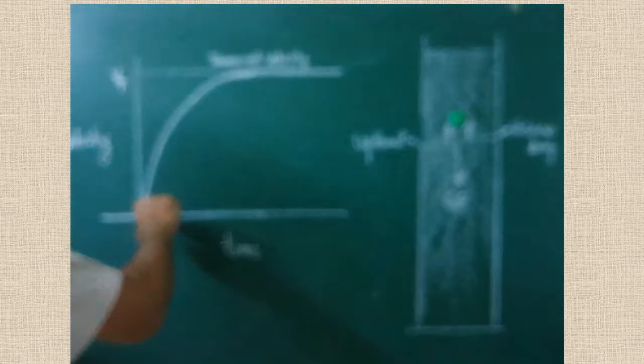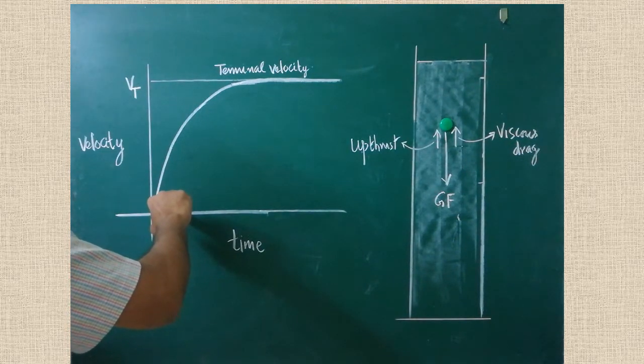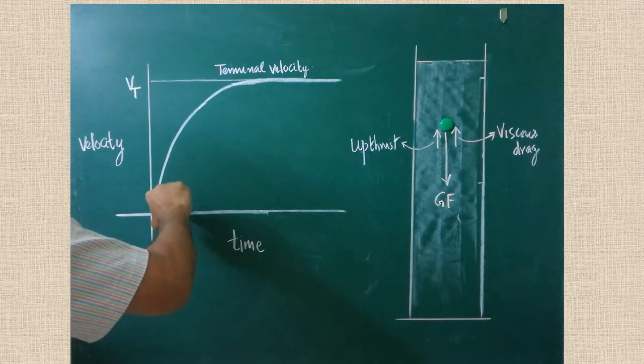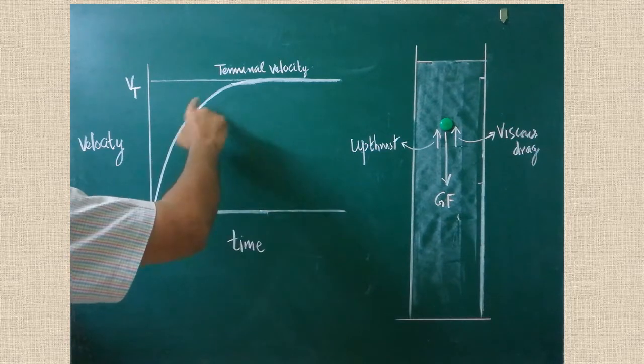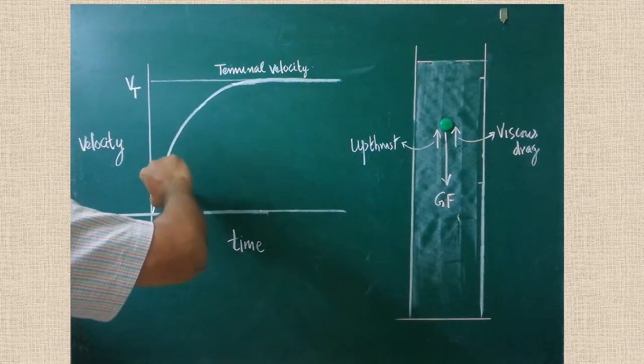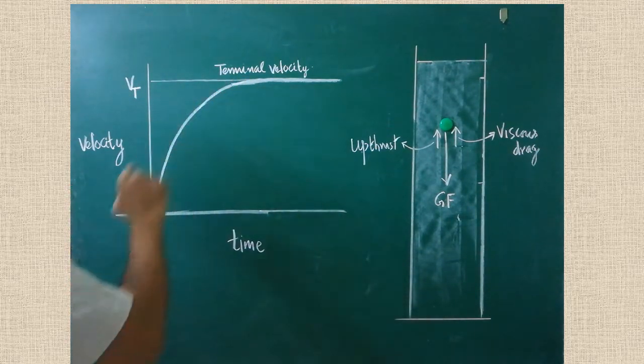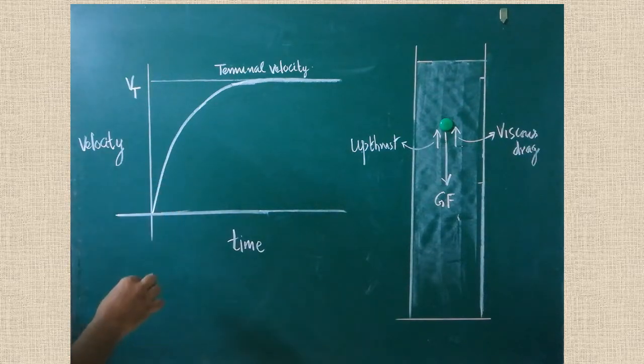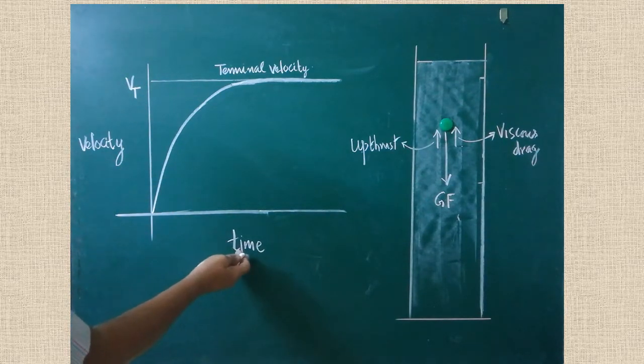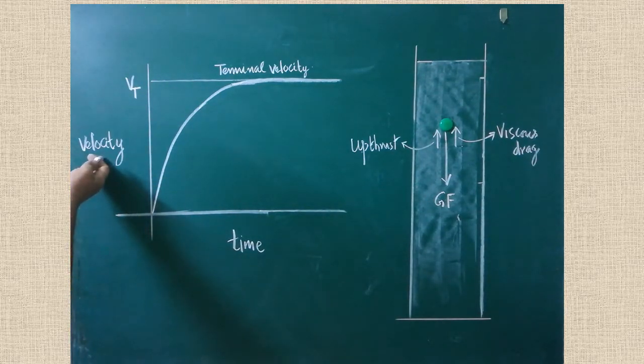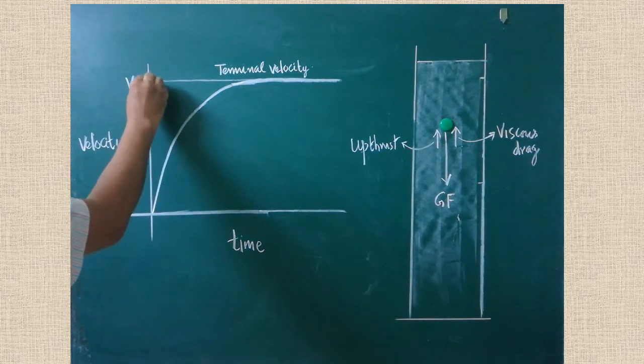Initially, because of the gravitational pull, the body is accelerated. Are you clear? Therefore, velocity also increases. So, this is the nature of the graph drawn between time and velocity for a falling body passing through a highly viscous liquid. This is the point that is called terminal velocity.